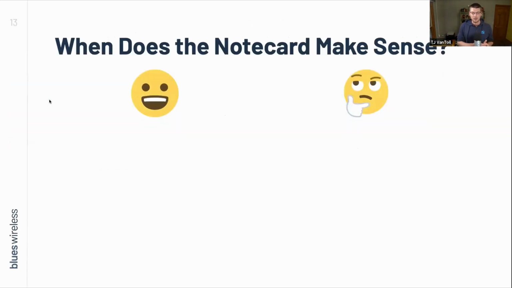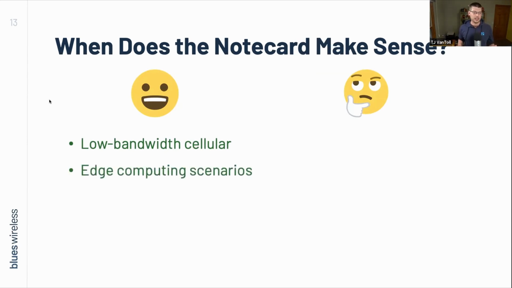The last thing I want to do before we actually take a look at what this looks like is talk about when the Notecard does make sense. Because we think the Notecard is pretty awesome. It solves a lot of problems, but that doesn't mean it's a silver bullet that's going to solve all of your IoT problems. The Notecard makes the most sense whenever you're working with low bandwidth cellular. So I have some sensor data, I have some location data, I have some ML inferencing data, and I need to send that up to the cloud. The Notecard is an amazing choice for doing that.